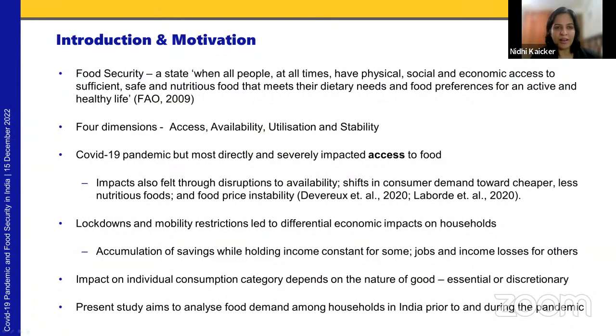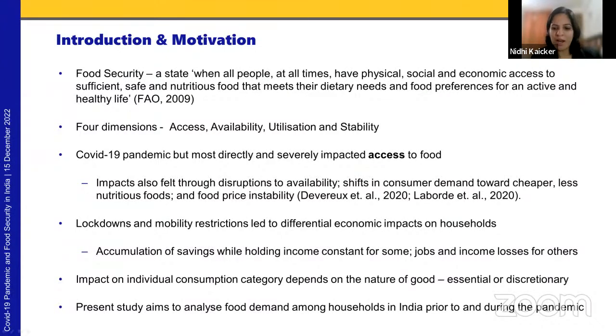So in India, the nationwide lockdowns and the associated economic downturns, combined with suspension of school nutrition programs, because there were school closures, one of the largest that we saw in India, may have worsened the food security status of several adults and children. And our present study analyzes food demand and composition among households in India prior to and during the COVID-19 pandemic.